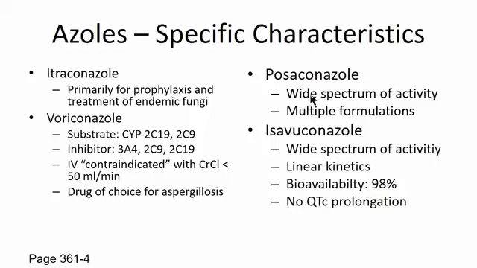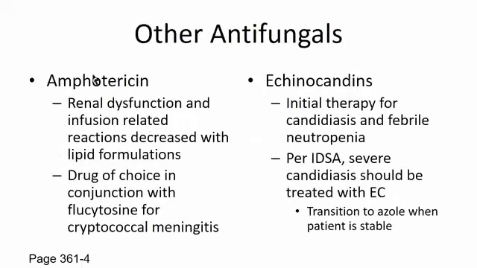Posa is really wide spectrum. It used to have a lot of PK issues when we only had the capsule, but now we have the delayed-release tablets, IV, and suspension, so the PK issues really don't hold true anymore. Isavuconazole, similar spectrum as Posa. However, linear kinetics, PO and IV is the same exact dose because of high bioavailability, and no QT prolongation. It shortens the QT.